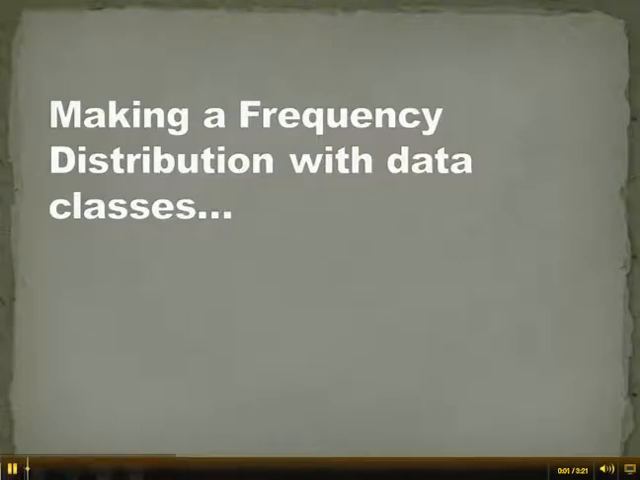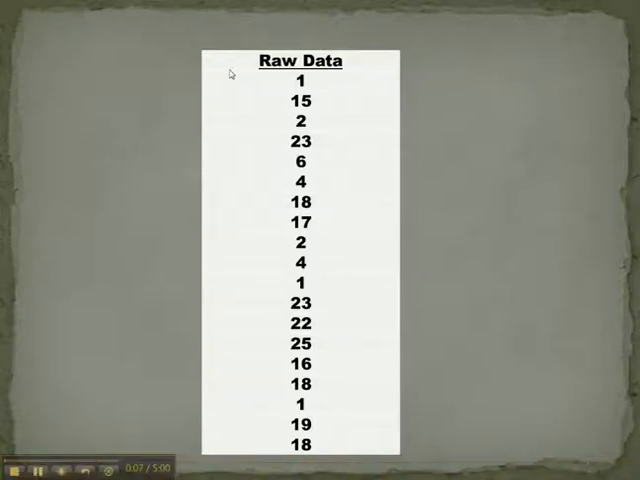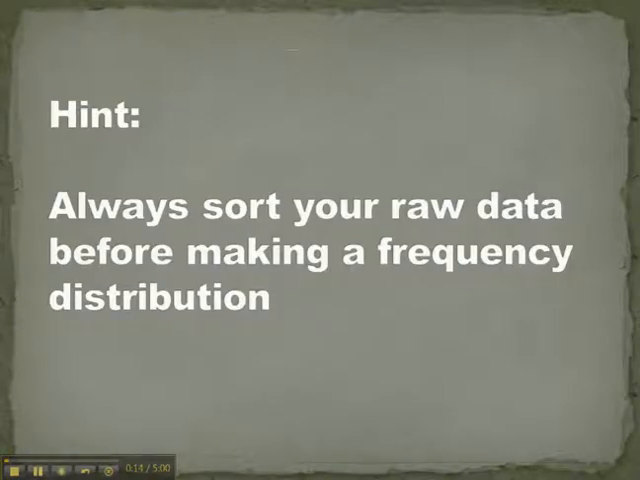Frequency distribution with data classes. So we're going to have a set of data here. We have just some raw data. Doesn't really matter what it pertains to, and it's sort of randomly set up here. The first thing I want to recommend is that you always sort your raw data before making a frequency distribution. It makes it a lot easier to see what you're working with.